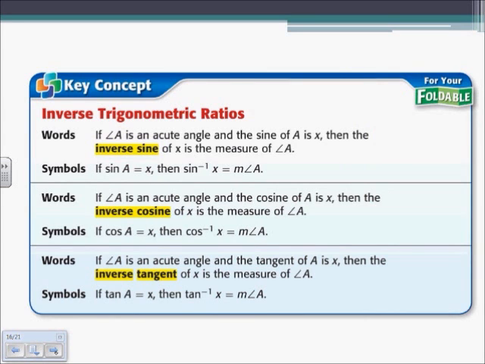Alright, new concept, inverse trigonometric ratios. So reading the first one, it says if A is an acute angle and the sine of A is x, then the inverse sine of x is the measure of A. And then symbols, if the sine of A is equal to x, then sine inverse of x is equal to the measure of A. Inverse trigonometric functions find the angles of right triangles. And there is one for all of them: sine, cosine, and tangent. And you should look on your calculator. It will have the inverse trig functions listed there, probably above the sine, cosine, and tangent buttons. Let's show you an example so you know what we're talking about.